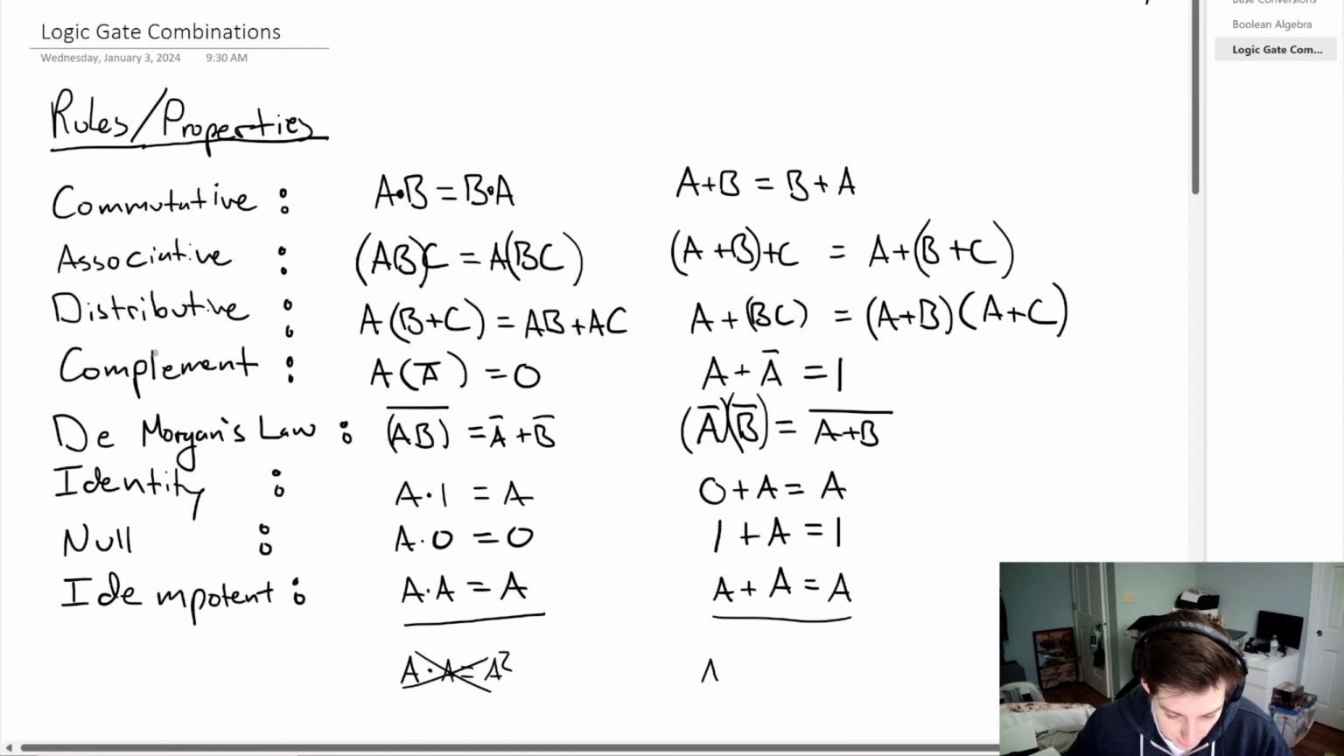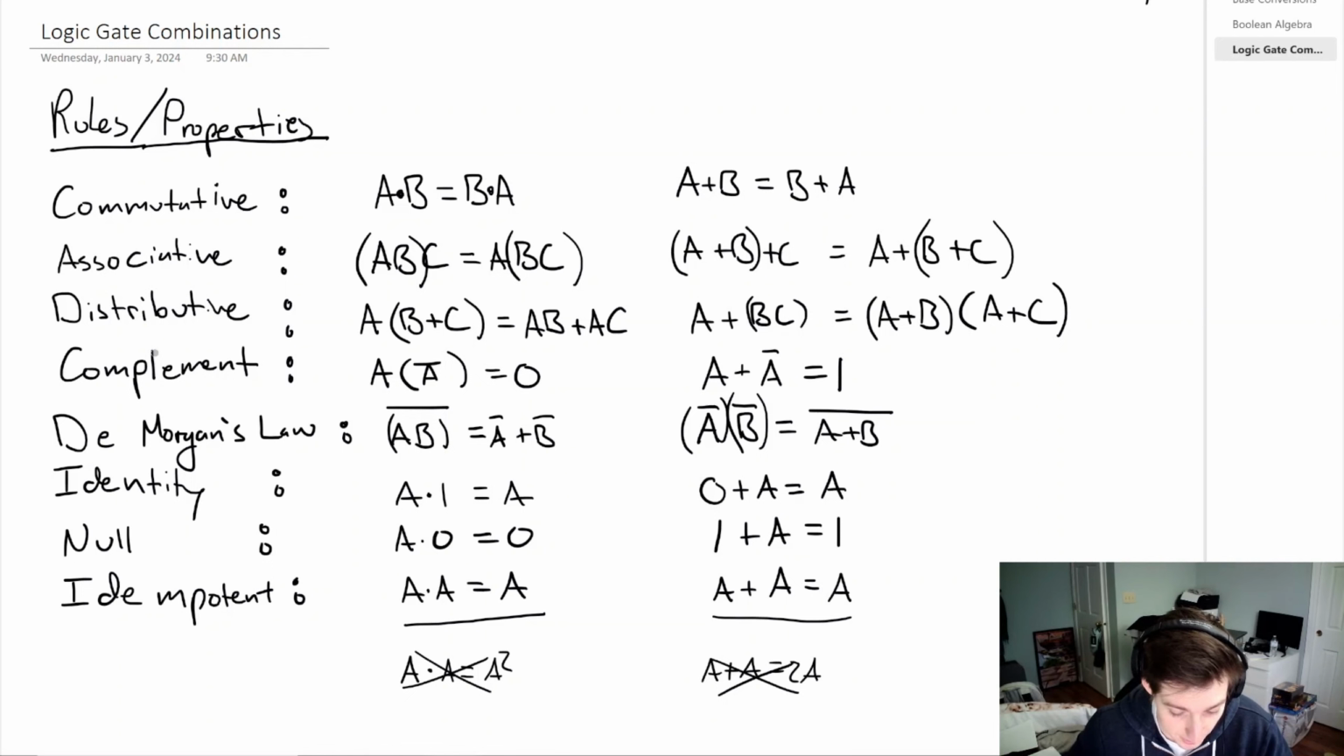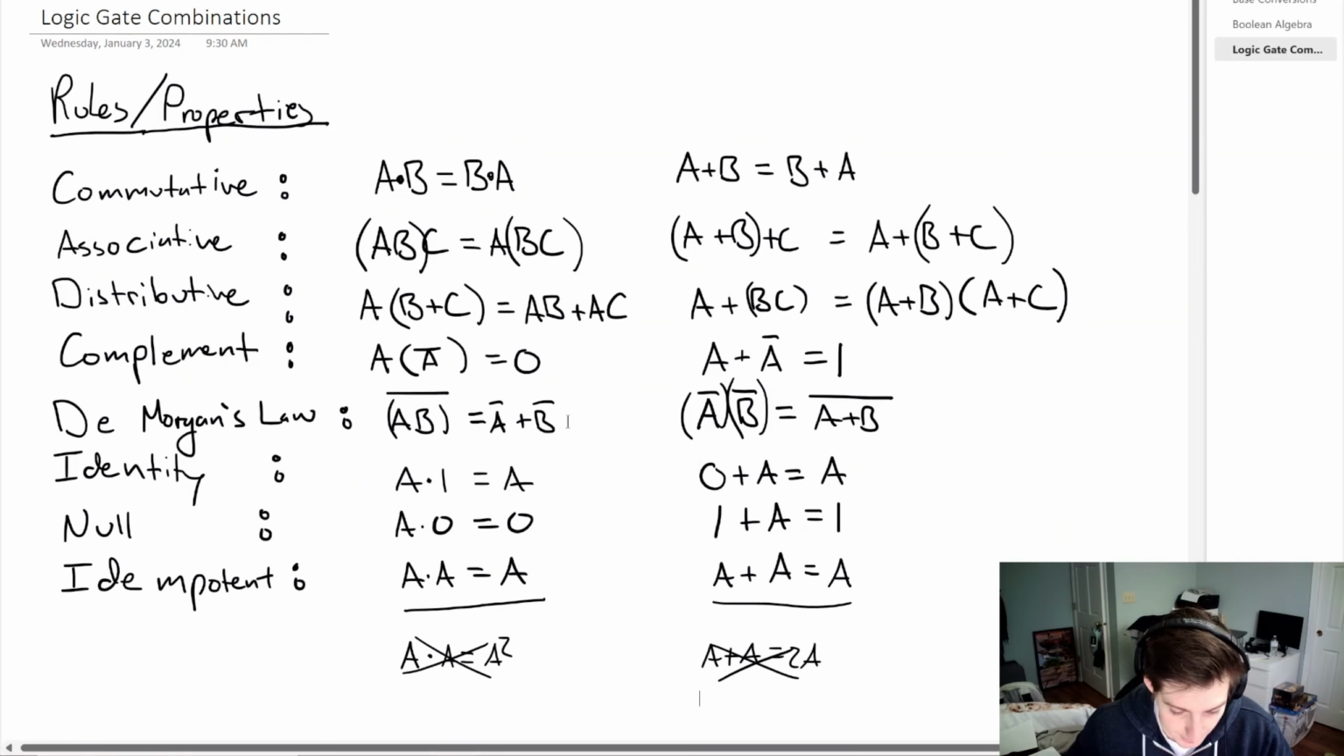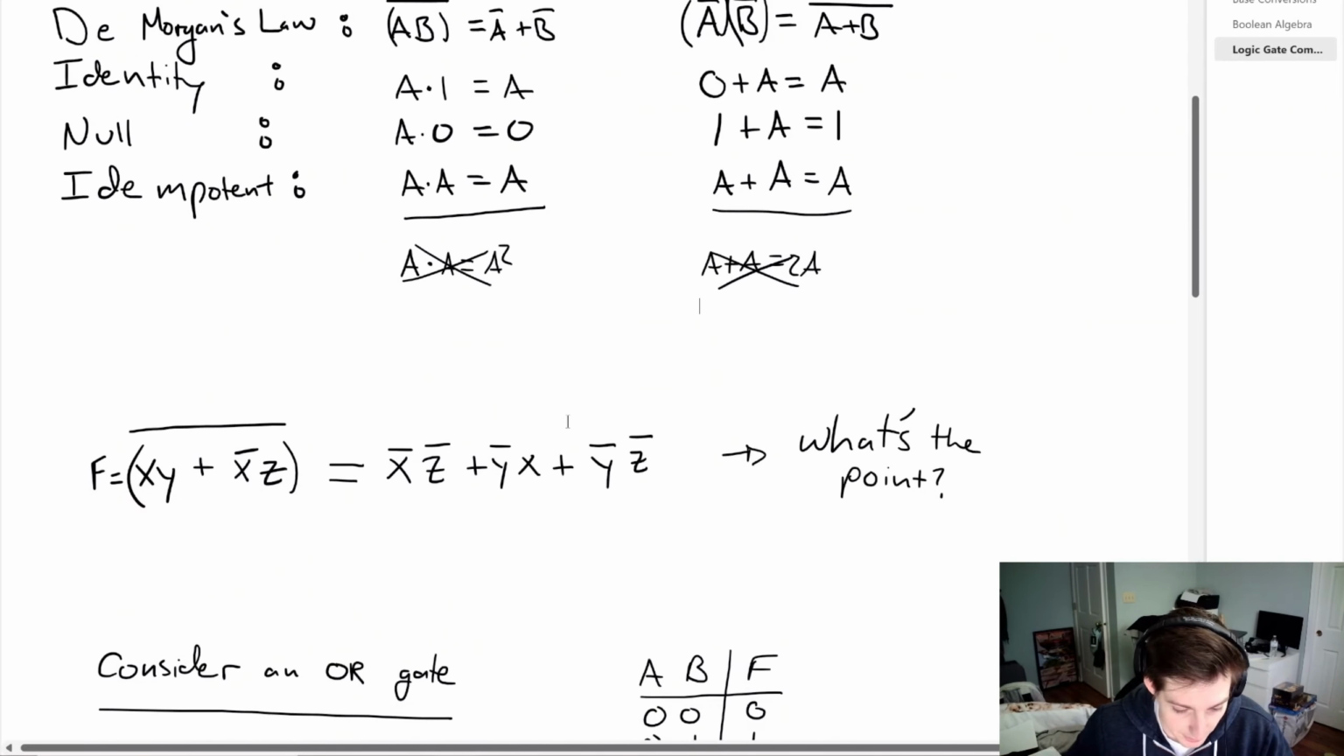Similarly, you may think that a plus a equals 2a, as it does in the algebra that we're familiar with, but we don't care about that algebra, so we say that a plus a is equal to a. And at the end of the last video, we expanded a function, given by this function here on the left. We expanded it in 3 terms.